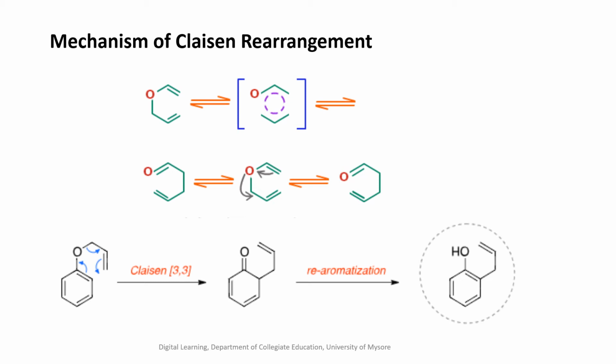Here, the sigmatropic rearrangement of the allyl vinyl ether gives an intermediate dienone. And the resulting dienone now undergoes tautomerization to give its aromatic enol form. And this enol form is more stable than the dienone form. Thus, the required compound, gamma delta unsaturated carbonyl compound, is generated from the Claisen rearrangement of allyl vinyl ethers.